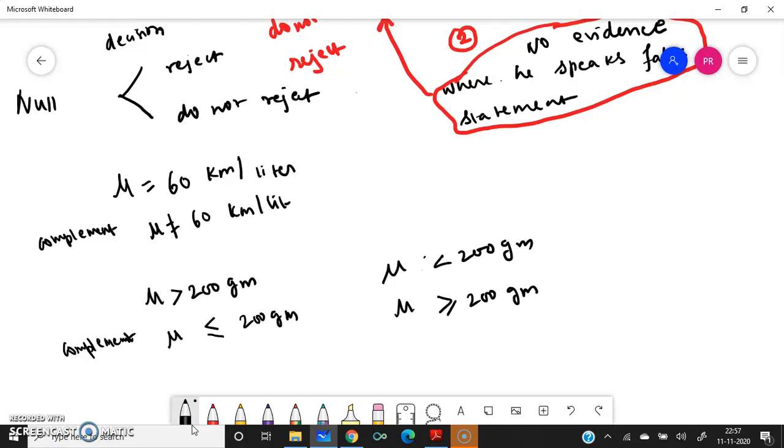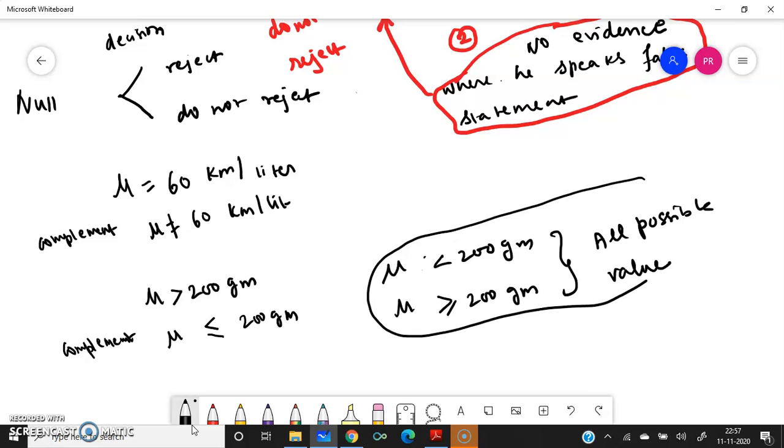The claim and its complement are formed in such a way that they cover all possible values of the population parameter, and nothing is left. A number can be less than 200, or it may be greater than or equal to 200. Is there anything left in between? No. So we are taking all possible values; you can call it complete. Mu cannot take any other value.